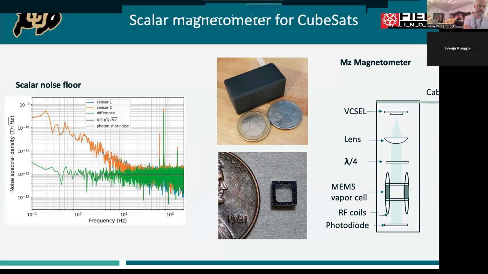This is the performance of 2 of these sensors, sensor 1 and sensor 2, and the difference is the green one. It's really hard to measure magnetic fields at lower frequencies because my reference will drift away. So in order to actually see what my magnetometer is doing, I always have to take 2 and subtract them, if I'm on Earth at least. So this is the performance of the scalar magnetometer.